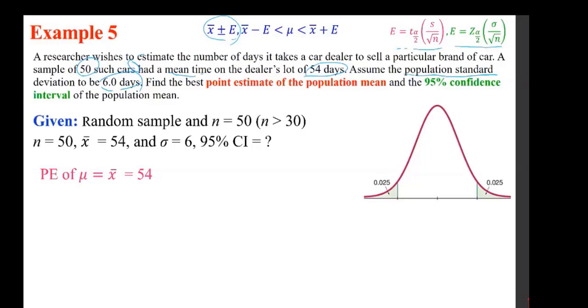So this is the reason you want to write the given symbolically, and you want to read and reread the question to see what is given. If sigma is missing, you go to t. When it's given, you go to z, and that's extremely important.